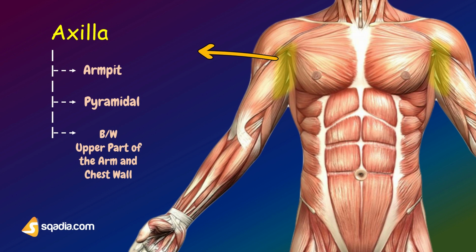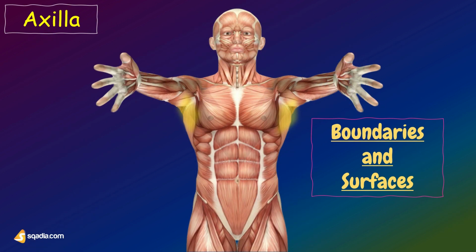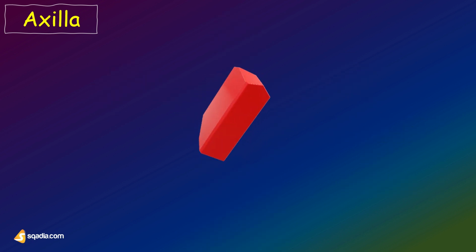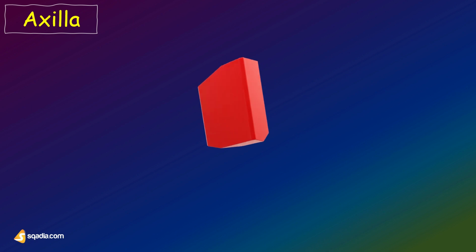The axilla is disposed of obliquely in such a way that the apex is directed upwards and medially towards the root of the neck, and the base is directed downwards. For your better understanding here, we have a 3D structure to show the axilla in a better way. So let's talk about the boundaries and surfaces of the axilla. This is a 3D prism representing the anatomical structure known as the axilla.